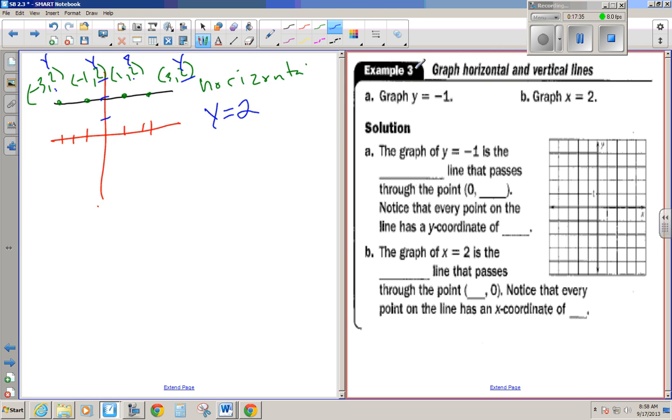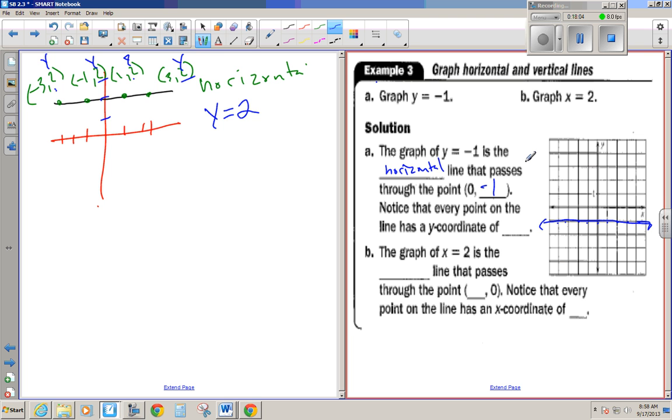So graph y equals -1. Well, the graph of y equals -1 is the horizontal line that passes through (0, -1). Basically what you can do is think, all right, here's y is -1. There's a point (-1, -1), (-1, -1). You end up with a horizontal line through it.